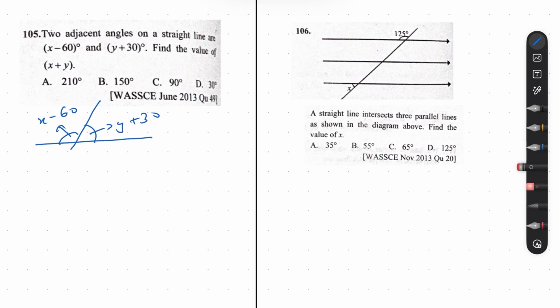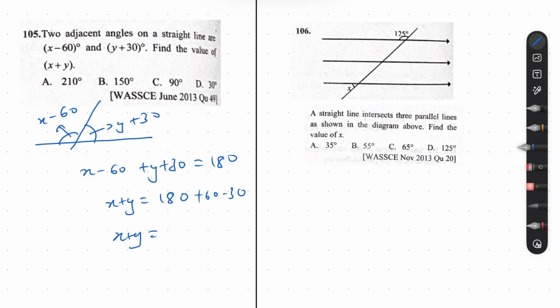Now, we know that angles on a straight line add up to what? 180. So when we add this and this, you should get 180. Okay? So we have x minus 60 plus y plus 30 should give us what? 180. So x plus y should give us 180 plus 60, then minus 30. So this should give us x plus y equals 210. Okay? Which is A.